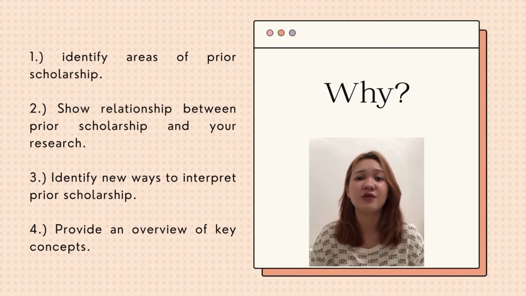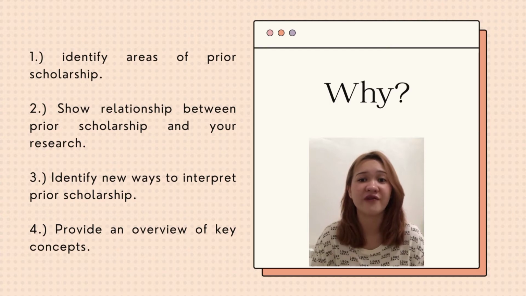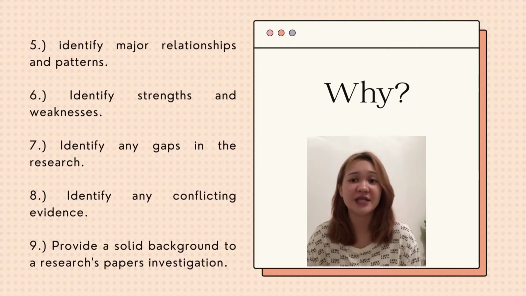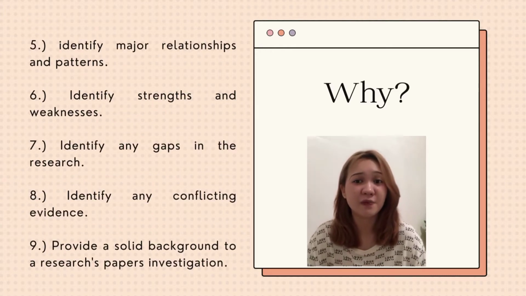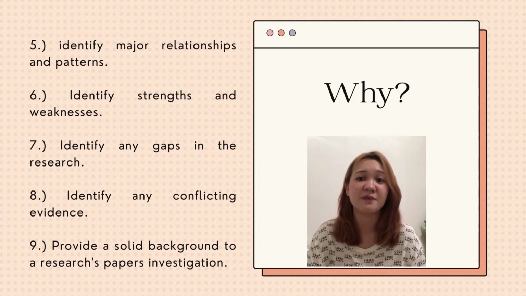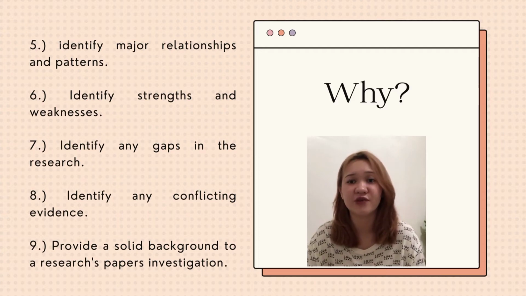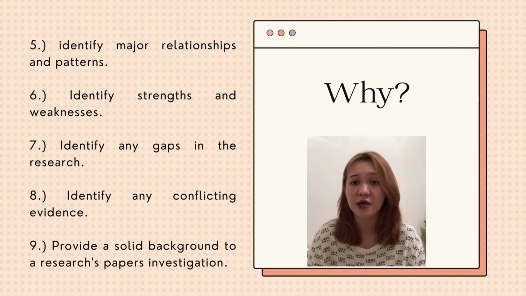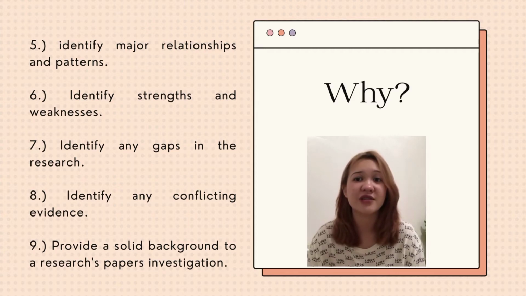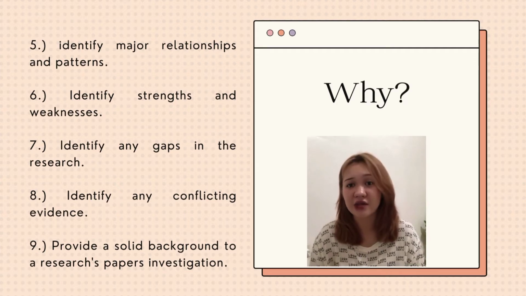The literature review also serves to provide an overview of key topics that might be related to the research. And in doing this, we begin to identify major patterns or relationships within the pieces of literature or types of research that's been done on your topic. You can then identify the strengths and weaknesses or gaps in the literature as it relates to your questions or research. You can also become, to a certain extent, experts in identifying conflicting evidence.